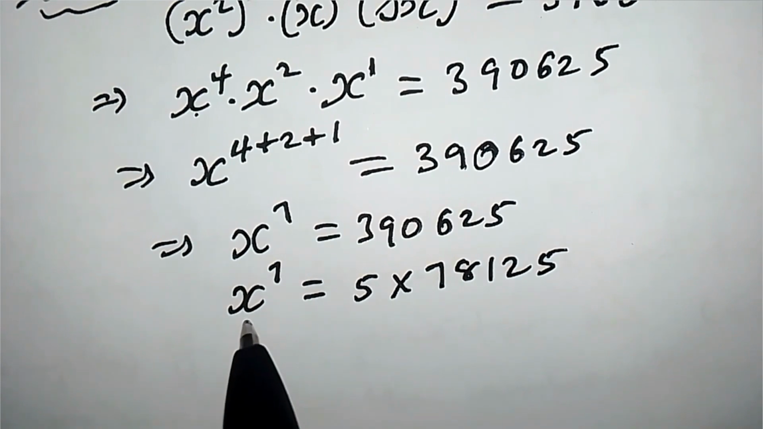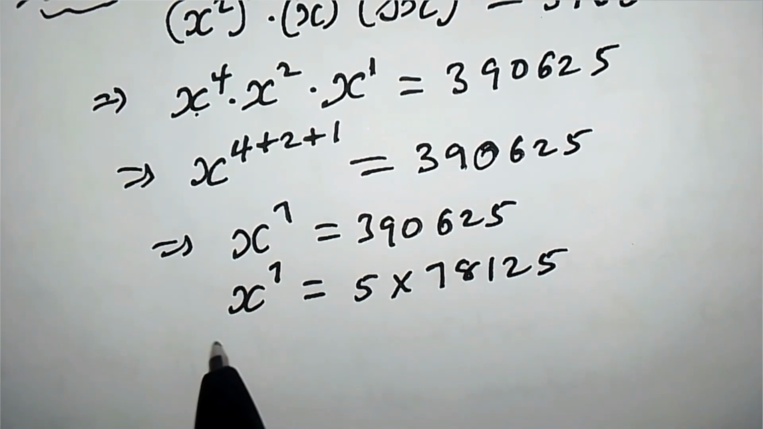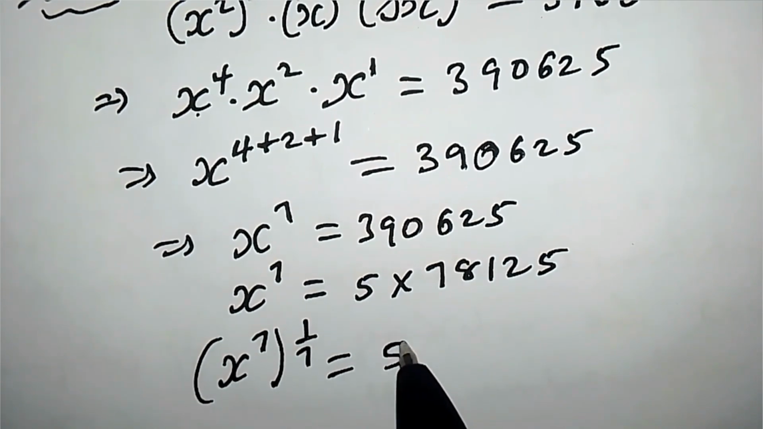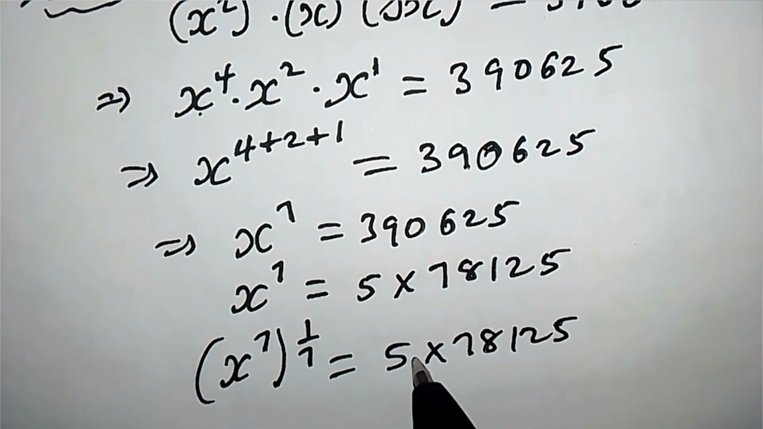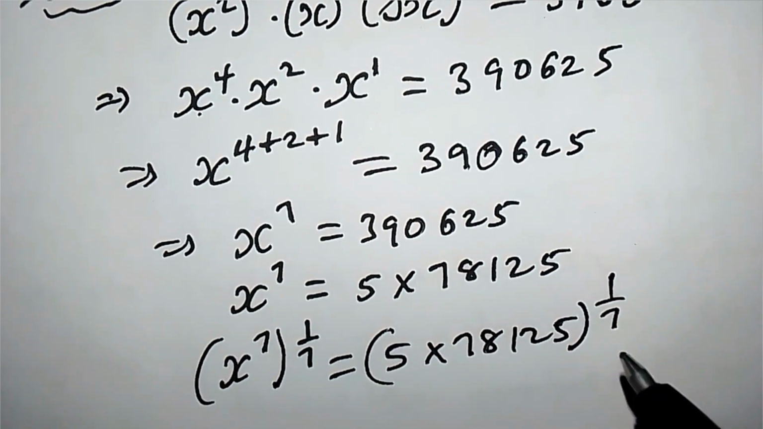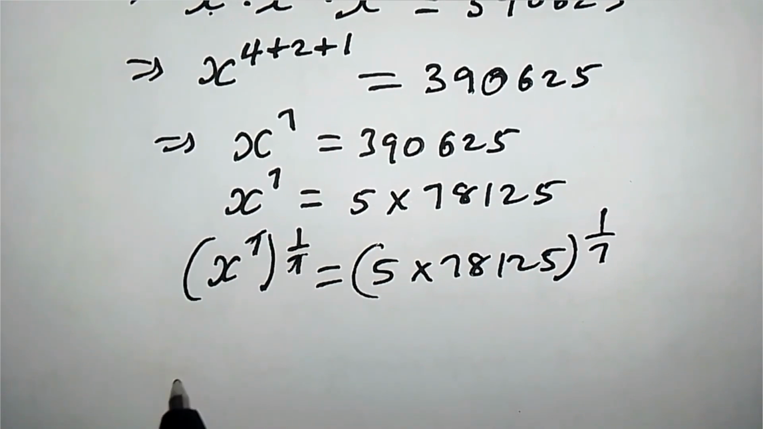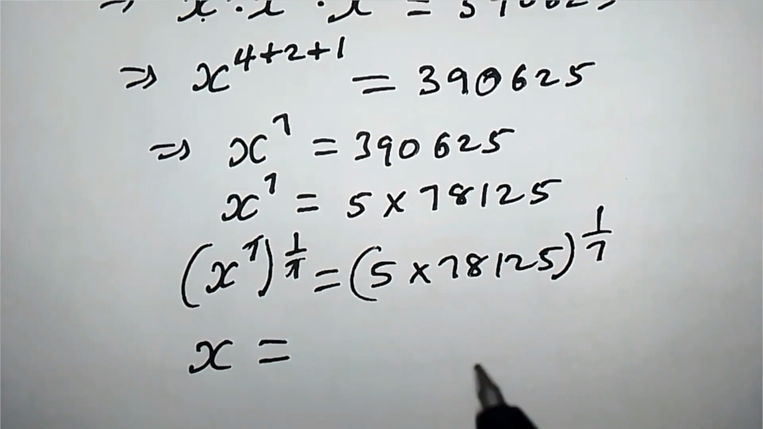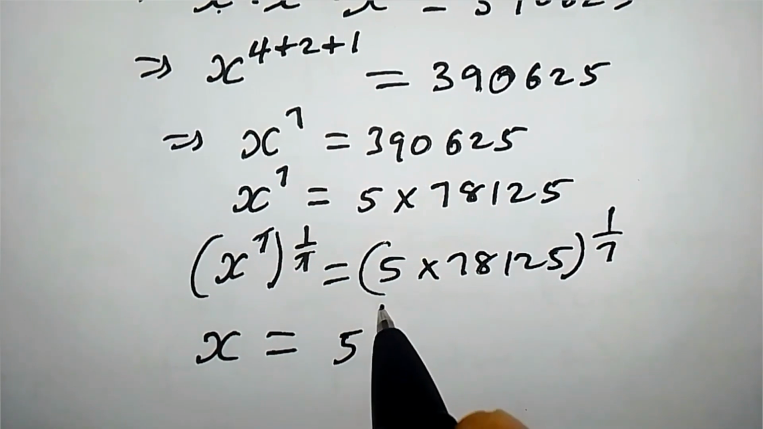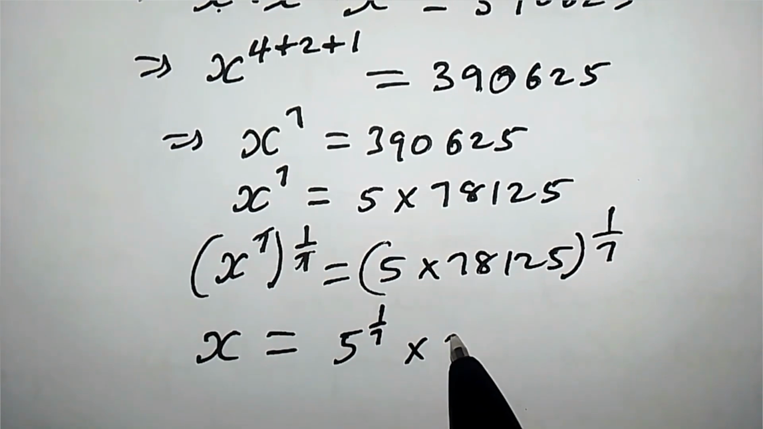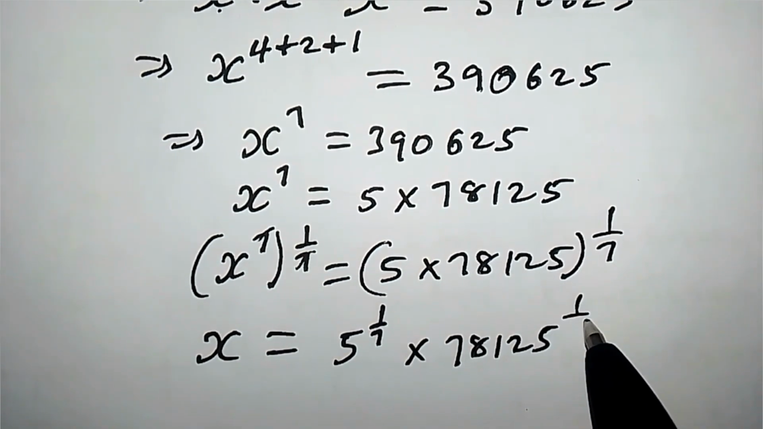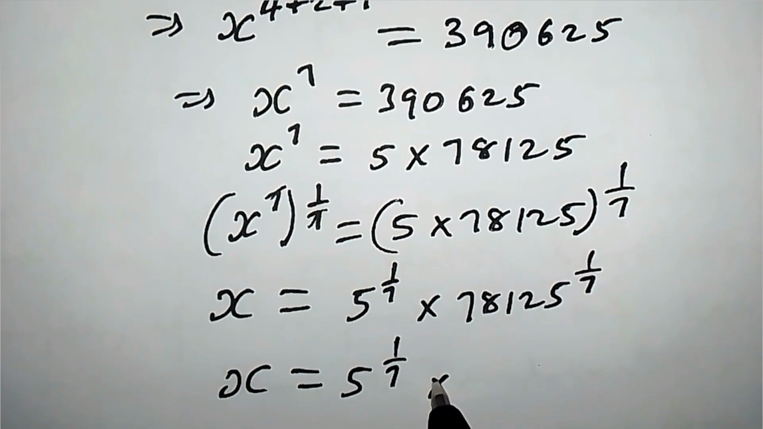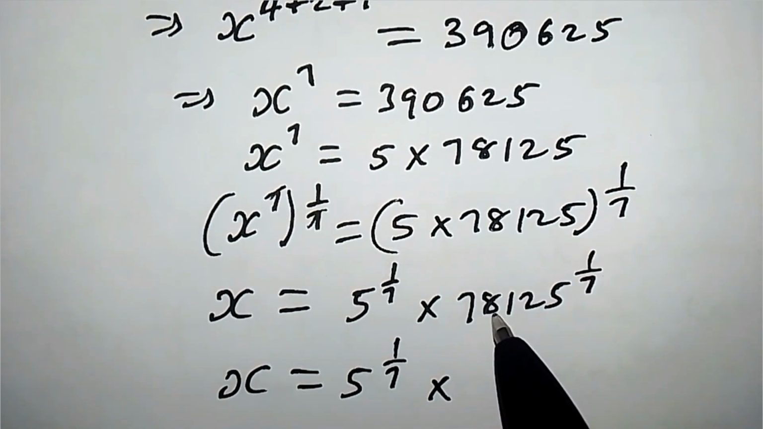78125. Now let's raise both sides to the power of 1 over 7. So we will get x to the power of 7 times 1 over 7 equals 5 times 78125, all to the power of 1 over 7. Clearly, these powers cancel each other, so we are left with x equals, when we distribute this power to each of these, 5 to the power of 1 over 7 times 78125 all to the power of 1 over 7.